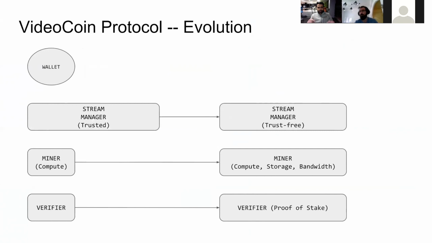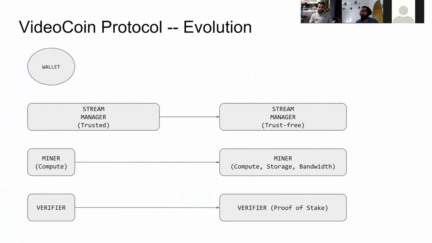So as of now, the wallet is trust free, because if you own VideoCoin tokens on the network, you can create streams. The stream manager itself is a trusted entity. So we'll be doing work to move the stream manager from a trusted entity to a trust-free entity. This will be done through proof of stake. And then the miner itself presently does compute mining and submits proofs for compute. But that'll evolve, and we've already started work on compute, storage and bandwidth proofs that are submitted.